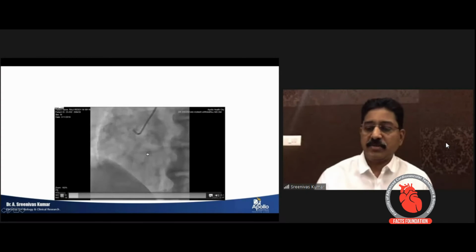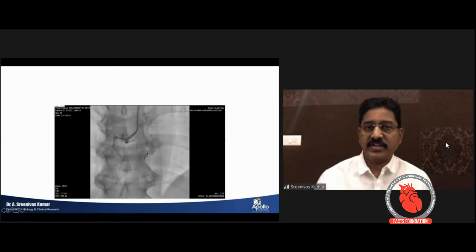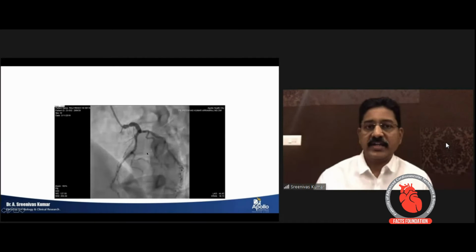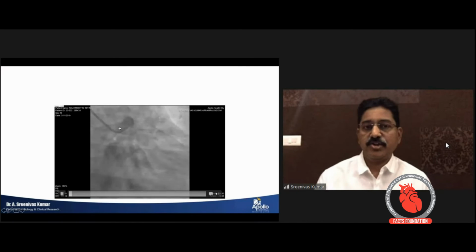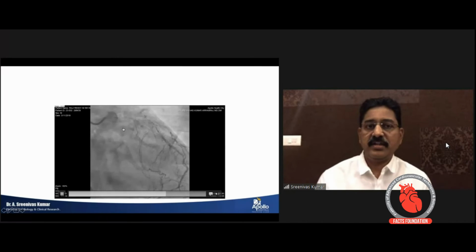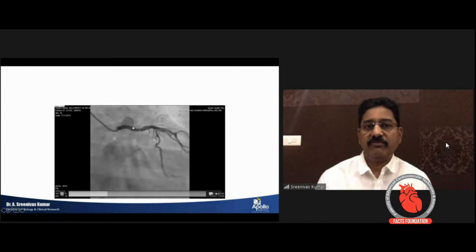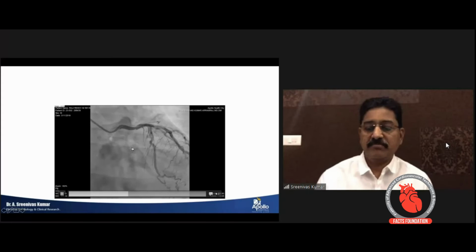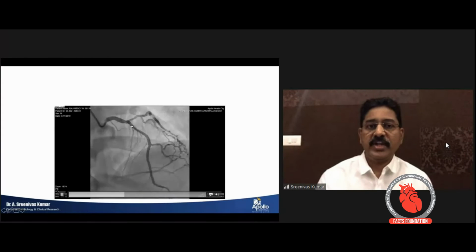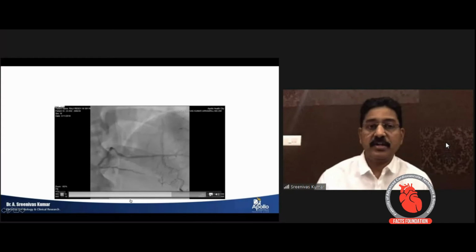He had a little anomalous LCX. That is not the point of discussion today, but I wanted to highlight and show this aspect. This is something which is not very clear on an angiogram here. There is a lesion at the distal left main or proximal LAD. Not very clear. We took multiple pictures.